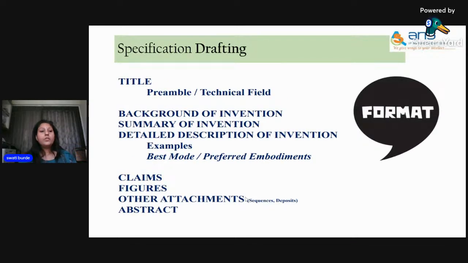Now I'll talk about the specification drafting. So the specification, which is Form 2 of the Indian patent, has various headings, various parts, like title. Title should be as generic as possible. There is a word limitation of 15 words for the title. Then second is the technical field. We have to tell to which technical field the invention relates.